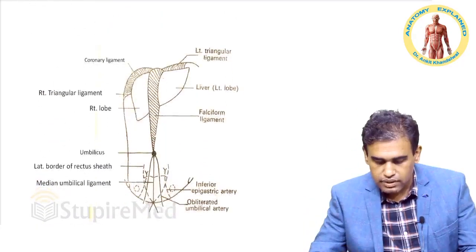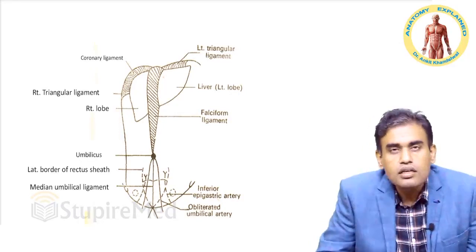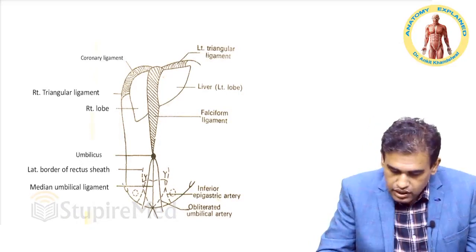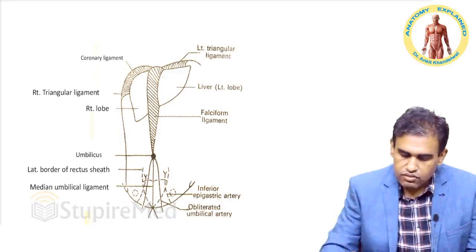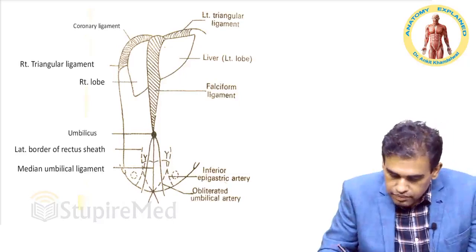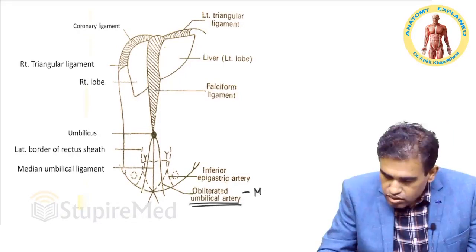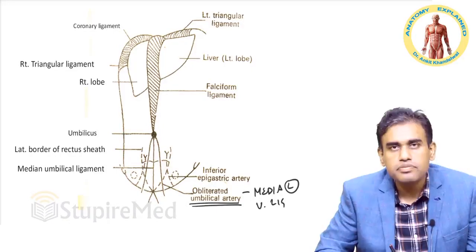Now coming to the peritoneum part. This is the inside of the abdominal wall. So we just studied one point over here, let's try to revise again what we just studied. This is your obliterated umbilical artery and it is forming your medial umbilical ligament.